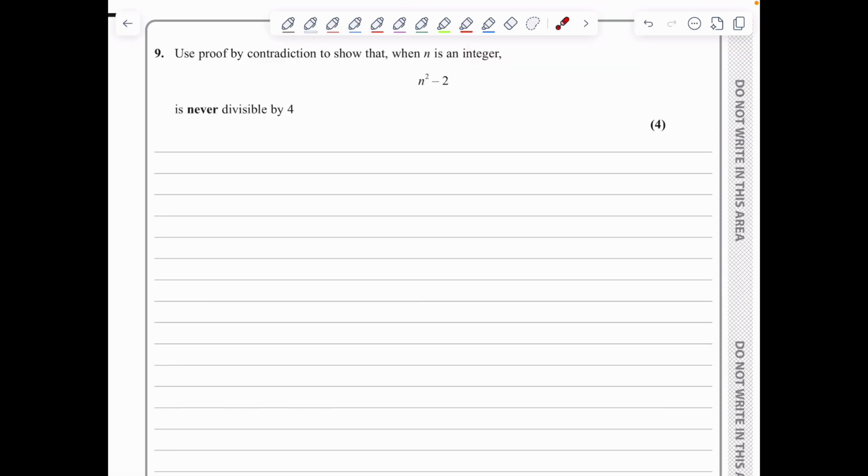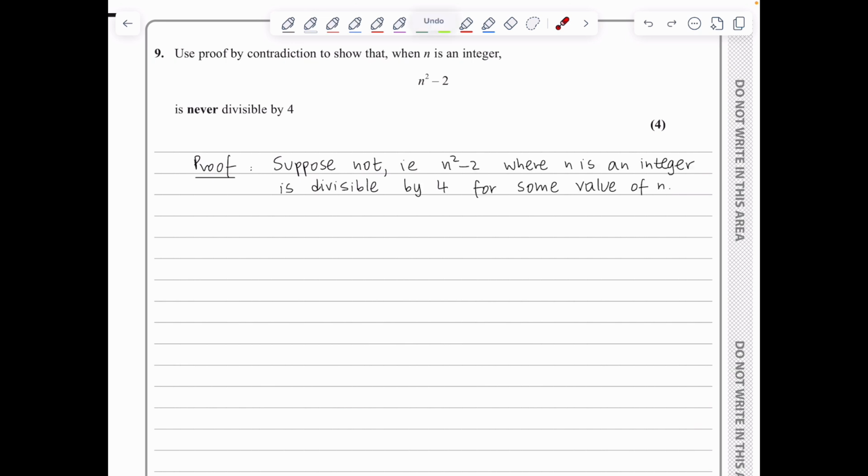In question 9, we need to use proof by contradiction to show that when n is an integer, then n squared minus 2 is never divisible by 4. As always, we start by assuming the exact opposite of what we need to prove, what is known as the negation of this statement here. So we say suppose not, i.e. n squared minus 2, where n is an integer, is indeed divisible by 4 for some value of n, not for all values of n, but for at least one value of n.